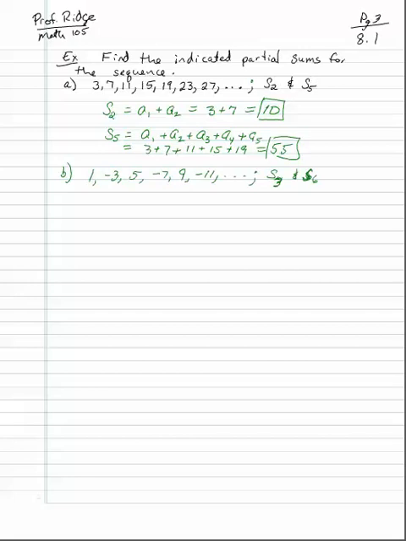So 1, negative 3, 5, negative 7, 9, 11. Find the partial sum of the first 3 terms. So S sub 3 is 1 plus negative 3 plus 5, which gives us 3. And then the partial sum for the first 6 terms would be 1 plus negative 3 plus 5 plus negative 7 plus 9 plus negative 11, which gives us negative 6.